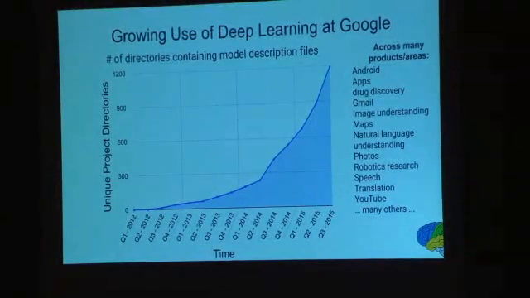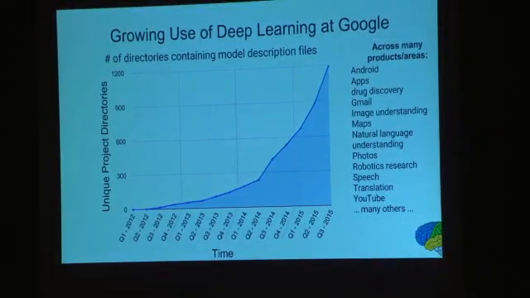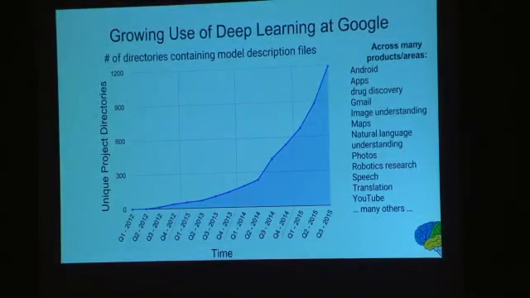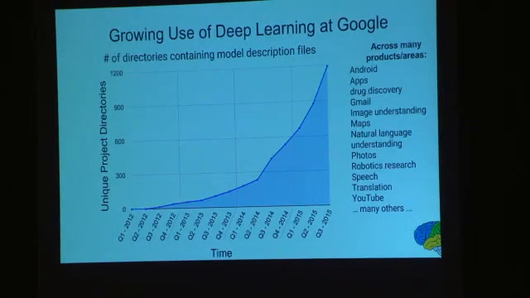And I think one of the things this graph illustrates is the number of different directories containing model description files for our first deep learning system at Google. And you can see that we have 1,000 different directories, that many different teams have developed these model description files to tackle problems in their particular domains. And it's really nice that it's across a really wide variety of different areas.